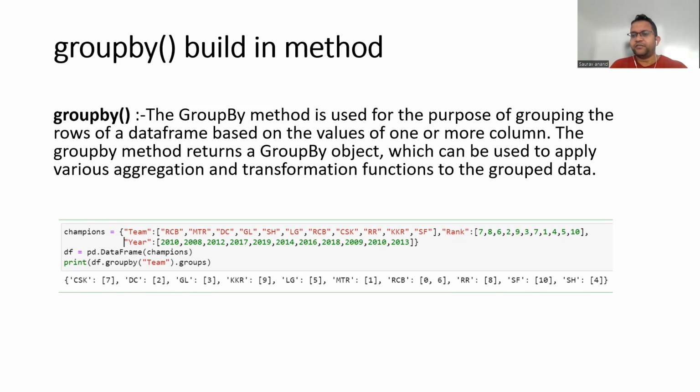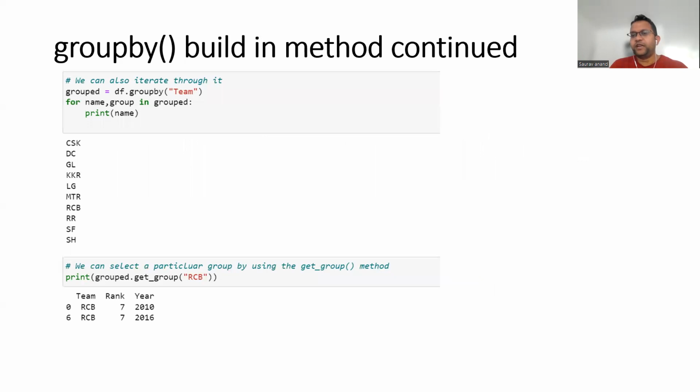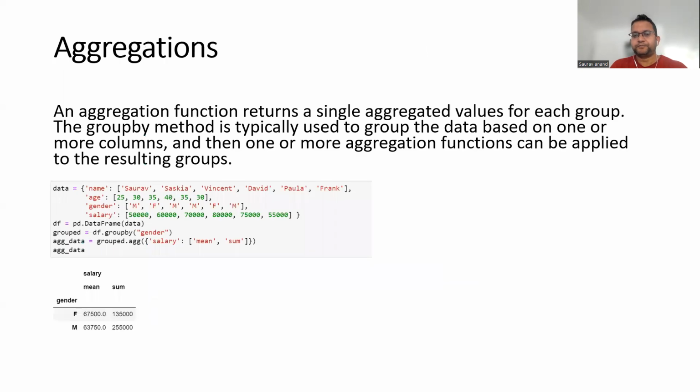In this example, we have created the data frame champions. Then we have grouped the data based on the column named team. As we know, we can apply various aggregation or transformation methods on the group data. In this example, we are doing exactly the same. We are using the same data frame which we have created in the previous slide. We have grouped the data on column named team. Then we have used the get group method to get the details of RCB team. So the output contains the details of the RCB team.